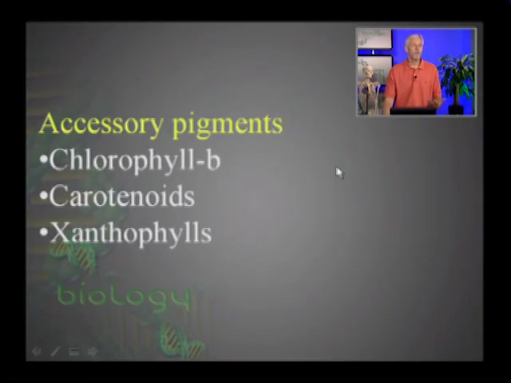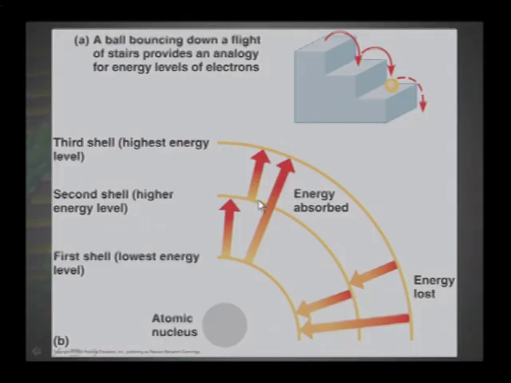Now, getting back to these accessory pigments again, accessory pigments include chlorophyll B, carotenoids, and xanthophylls. And the accessory pigments are light-absorbing pigments. What happens when they absorb a photon of light, as I've mentioned before, is that it will kick an electron out to an abnormal orbital. And as we've learned in talking about energy, the second law of energy tells us that energy will dissipate. So as that energy is lost, the electron will return to its normal orbital, but it will pass that energy on to an adjacent molecule in the photosystem.